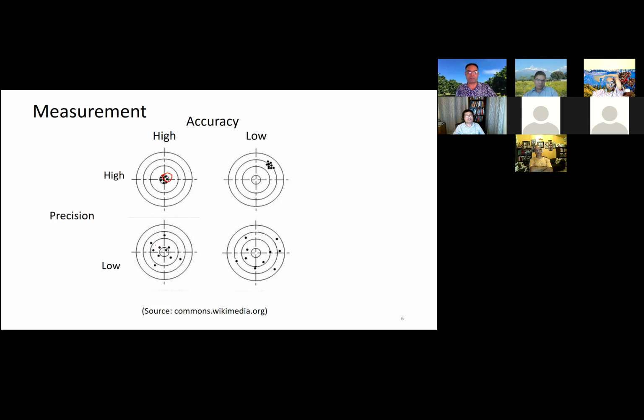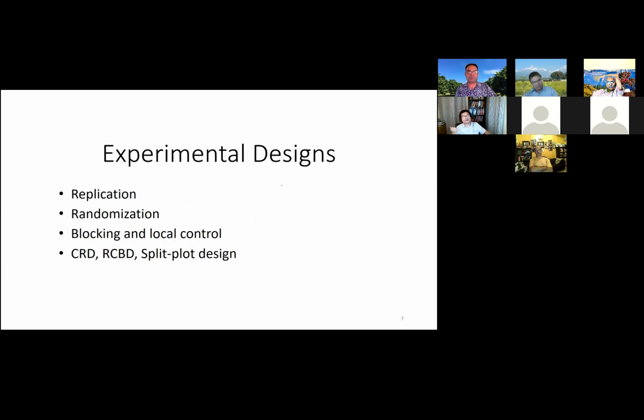But the shooting is a little bit spread around in a way, right? So in terms of precision, that is low, right? So you don't want to be here, you want to be here. We don't know exactly where the target is in terms of measurement, but we try to do our best. So that's the idea in terms of measurement, all right?